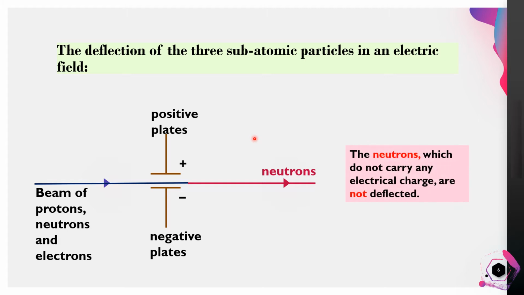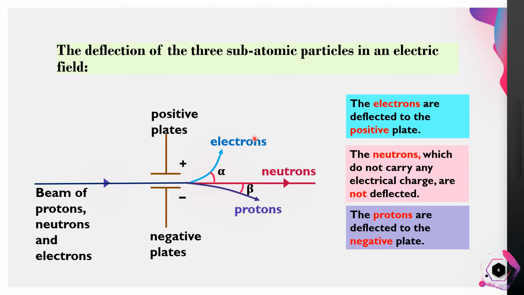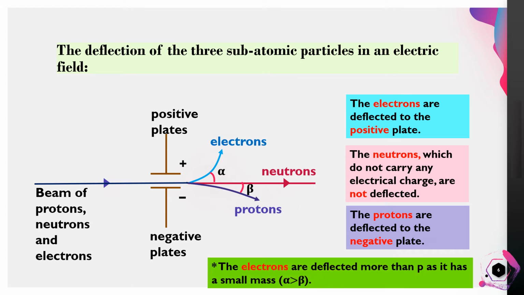However, the electrons will be deflected to the positive plate because they have negative charge, so they are attracted to the positive plate. Then the protons will be deflected to the negative plate because they have a positive charge. Because the mass of the electron is lighter than the proton, the angle of deflection for the electron is bigger compared to the proton. So alpha is bigger than beta.